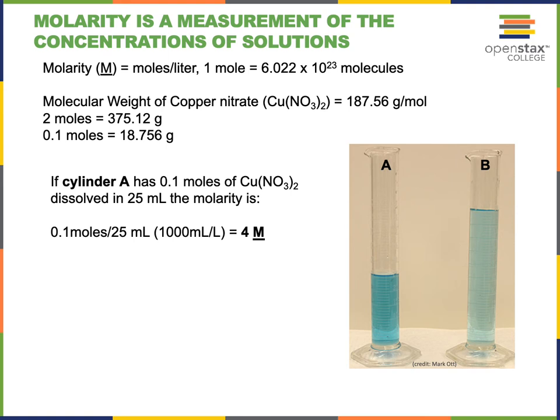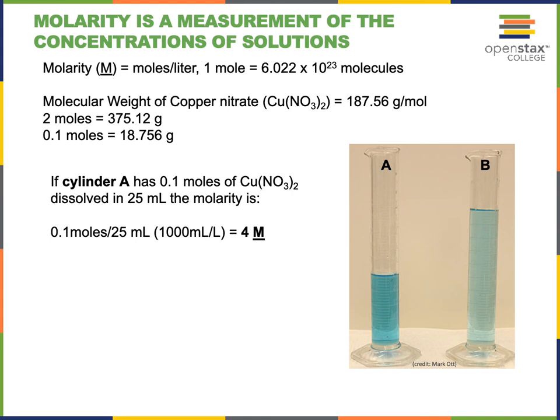Let's take an example looking at cylinder A. If we place 18.756 grams of copper nitrate, or one-tenth of a mole of copper nitrate, into cylinder A and filled it with water to bring the final solution to a volume of 25 milliliters, we can calculate the concentration of that solution in cylinder A. It's 0.1 moles divided by the 25 milliliters, and then we'll need to use the conversion factor, 1,000 milliliters per liter, in order to give us the final answer in molarity, or moles per liter. That is 4 moles per liter.